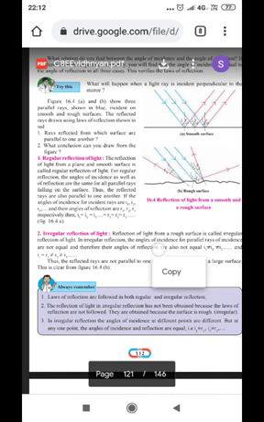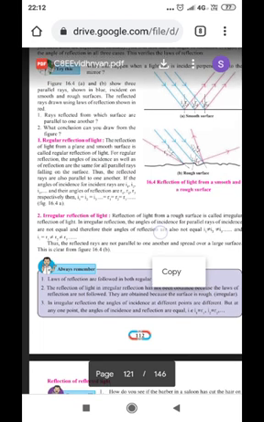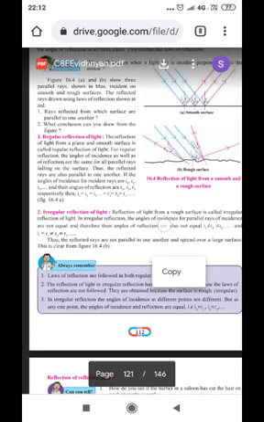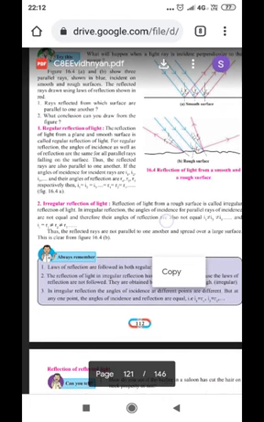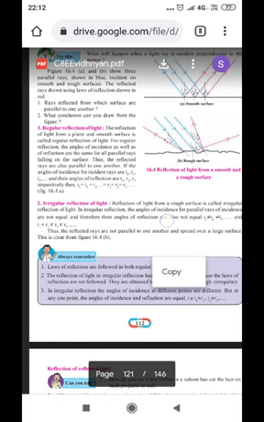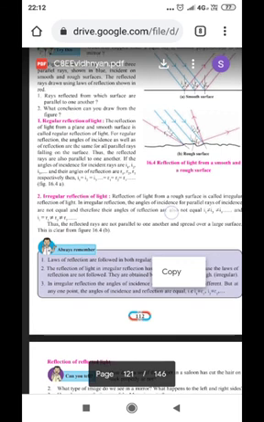What will happen when the light ray is incident perpendicular to the mirror? It will reflect back in the same direction. That is, it will retrace the same path. Figures 16.4 A and B show three parallel rays, shown in blue, incident on smooth and rough surfaces. The reflected rays drawn show the reflection.